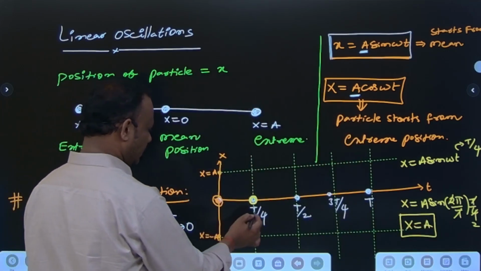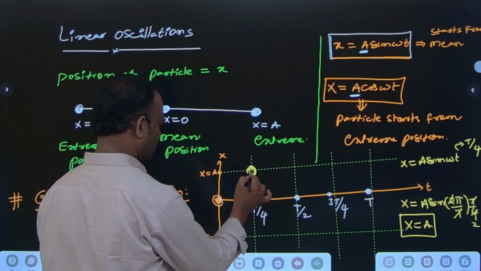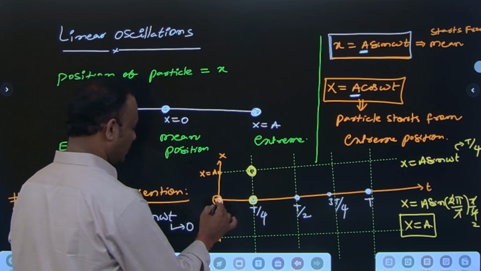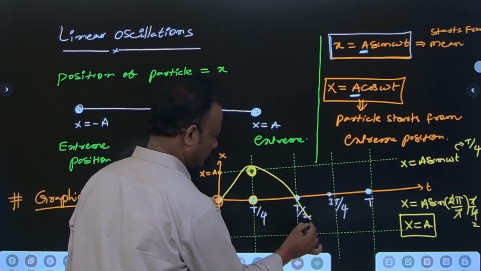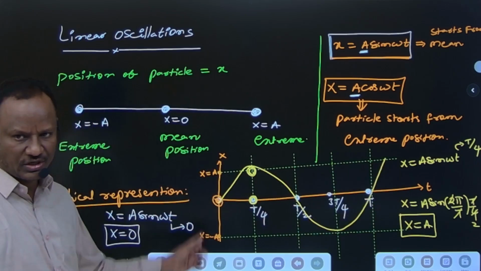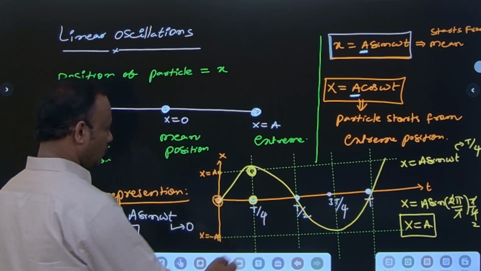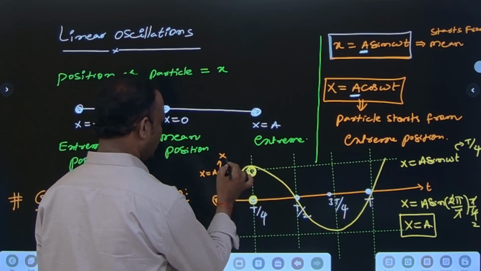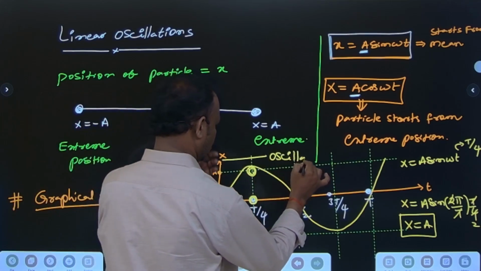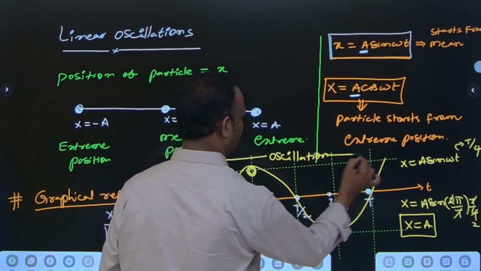So at T by 4, this is A. The wave is sinusoidal. It's a sinusoidal wave. From here to here is called one oscillation.